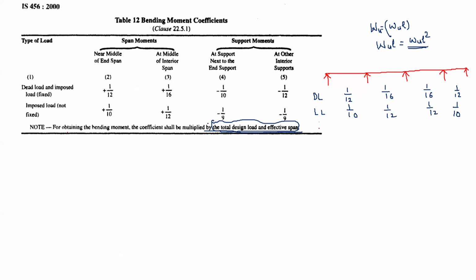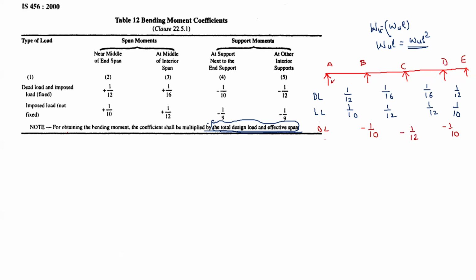Now for intermediate, we have due to dead load, that is given at the support next to end support. This is the end support, next to end support. We have due to dead load minus 1 by 10, same for this, minus 1 by 10. And then for intermediate, we have this support, that is support C. If I mention A, B, C, D, E, then for C we have this value minus 1 by 12.